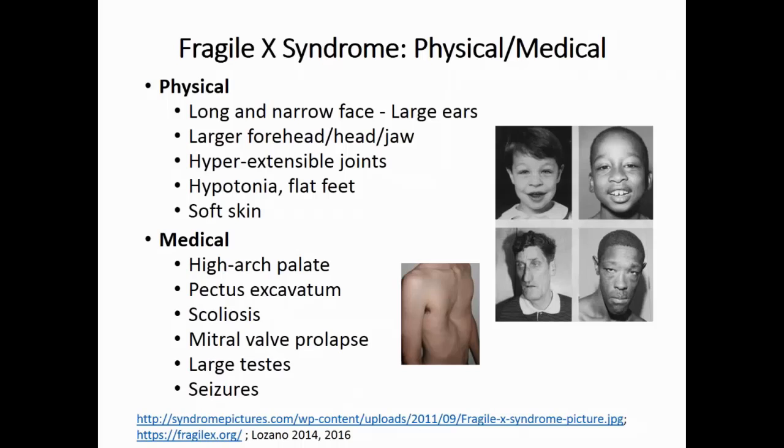Other features include large testes after puberty, and about 24% of males and 6% of females have seizures, and those with seizures are more likely to have autism. About 30% of young children with Fragile X may not have obvious dysmorphic features, and the features may be even more subtle in younger children, increasing the importance of screening for this disorder if intellectual disability is present.